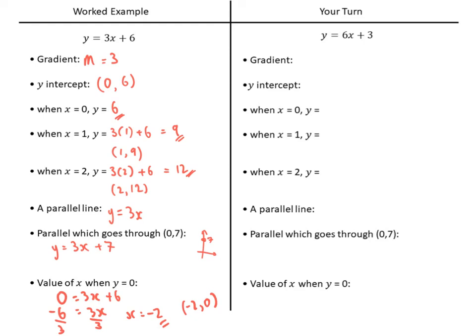Next one, if you want, you can pause the video here and have a crack at it yourself. So, if you had a go at it yourself, here go the actual answers. Gradient, nice and straightforward. Gradient is 6.